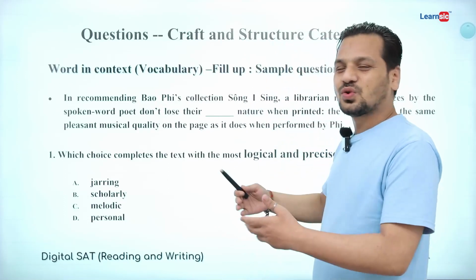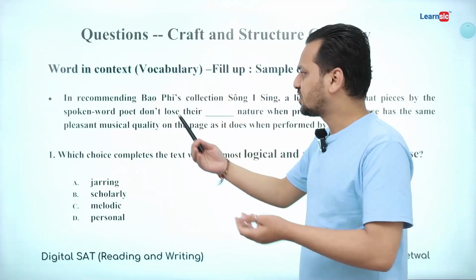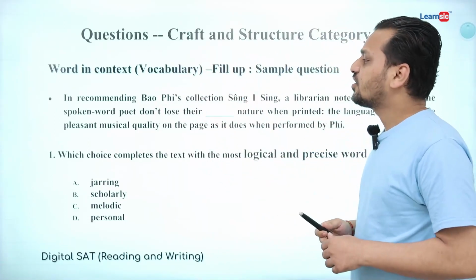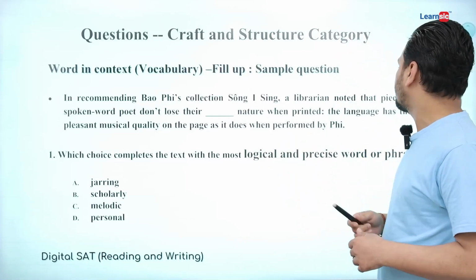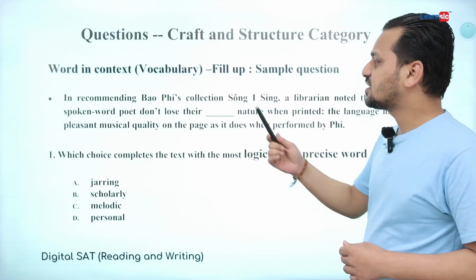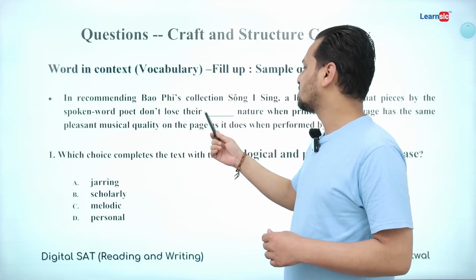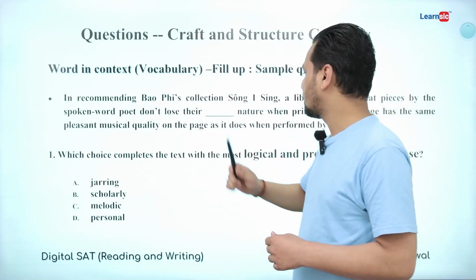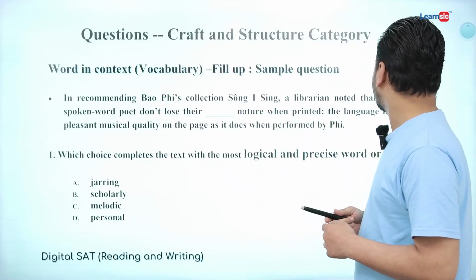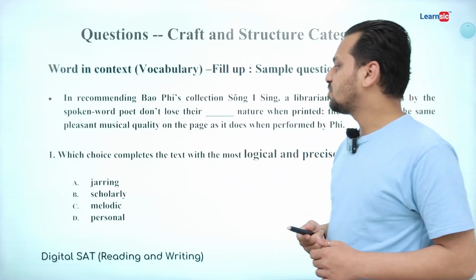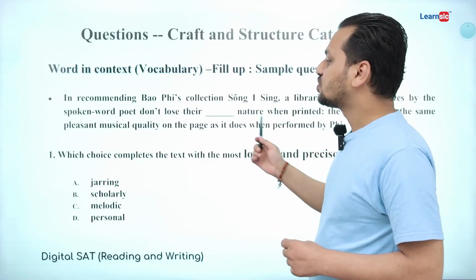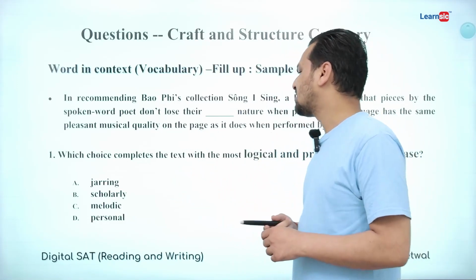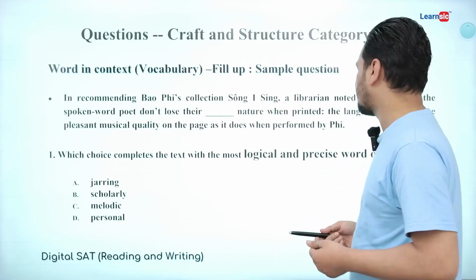So let's go with the text first. The text says, in recommending Bao Fee's collection Song I Sing, a librarian noted that pieces by the spoken word poet don't lose their dash. So A, B, C, D, which fits in here? Dash nature when printed. The language has the same pleasant musical quality on the page as it does when performed by Fee. So which choice completes the text with the most logical and precise word or phrase?